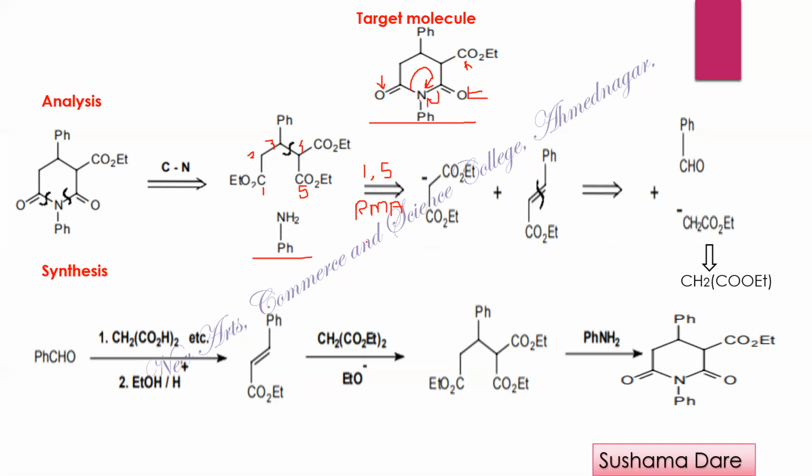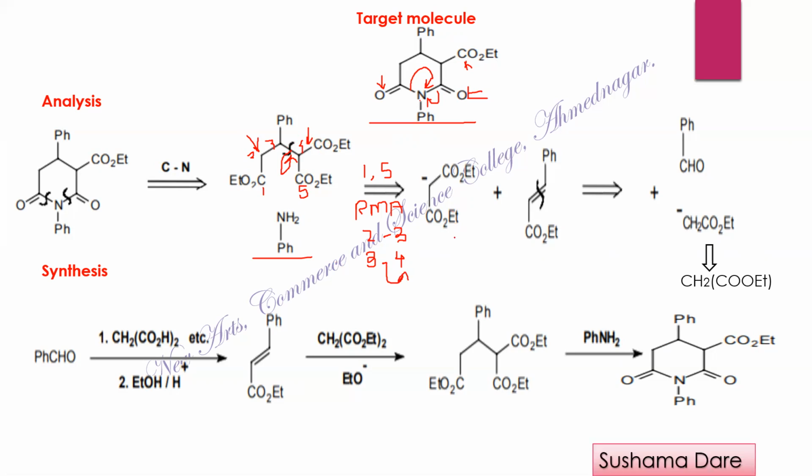So for Michael addition, the best disconnection is either 2,3 or 3,4. Now look at which disconnection is best. For that, we have to focus on number 2 and number 4. Both are alpha bonds. The one which is more substituted in that direction, we have to disconnect. So we have to choose the 3,4 disconnection in the direction of the alpha carbon.